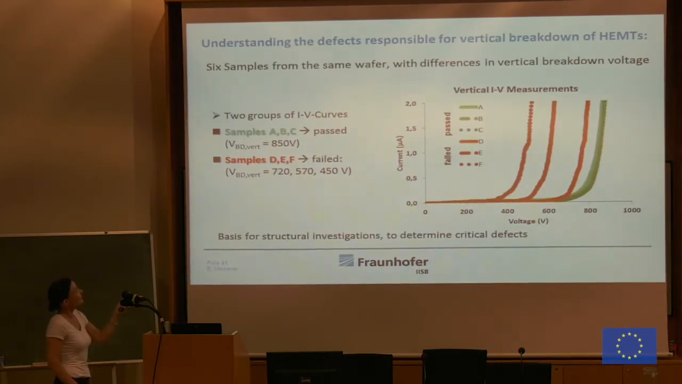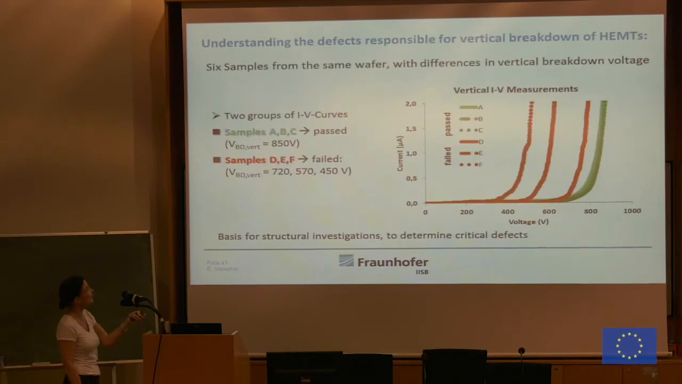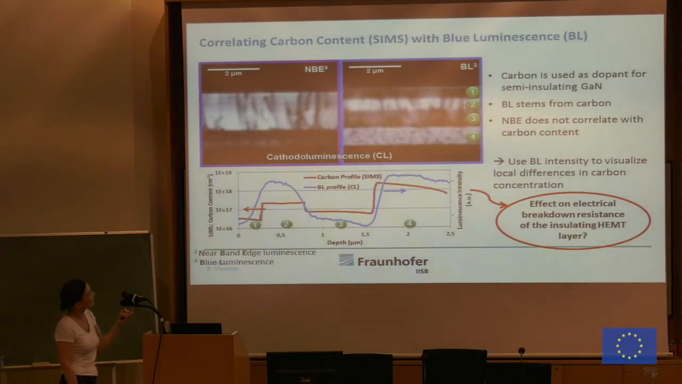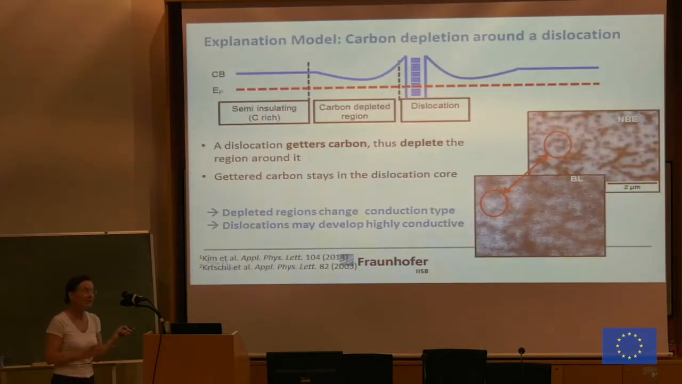So how can we understand what the defects are doing, or how they're responsible for vertical breakdown? This is something that we did together with Joff. You see that there are current versus voltage curves, and we have two groups of devices, and we call the ones the failed devices and the other ones the passed devices. And we try to investigate or determine what the critical defects are. And I can go over this. We do it by cathodoluminescence. And as you heard before, by cathodoluminescence, we can show where the recombination active regions are.